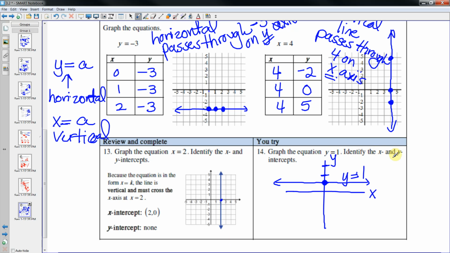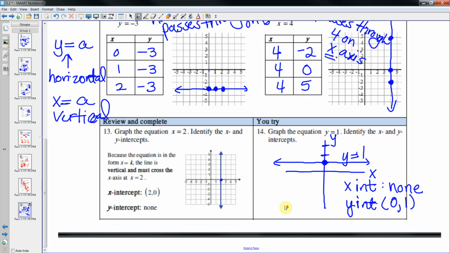So it says identify the x and y intercepts on this particular line. Well, for my x-intercept, I'm not touching the x-axis at all. It's going through the y-axis. My y-intercept is up at 0, 1. And that's how we deal with horizontal and vertical lines.